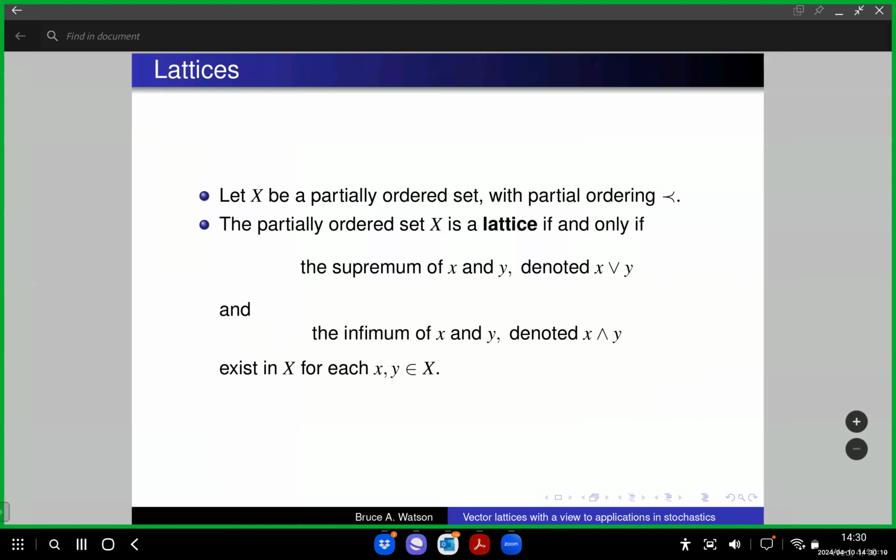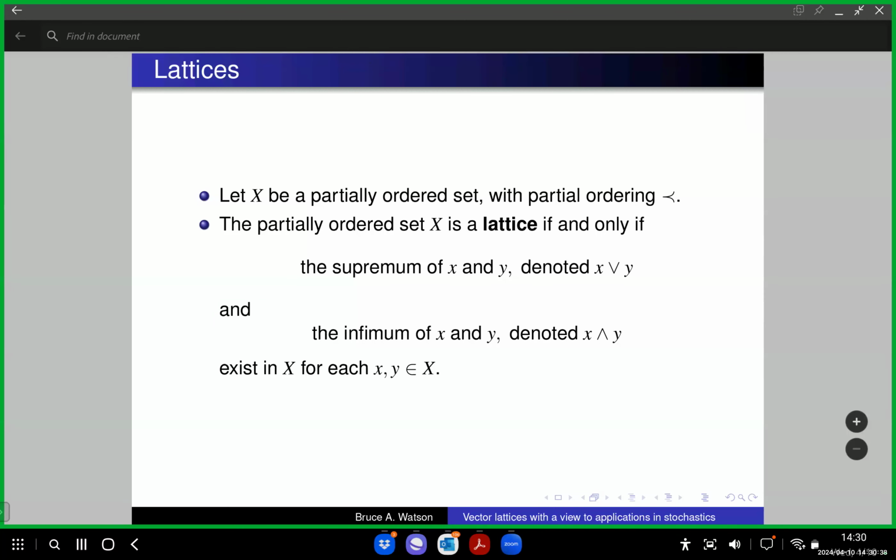Okay, so that's dealt with our stock of ordered vector spaces. Our claim was we're going to look at vector lattices. So the next concept that is required is that of a lattice. There are various ways to define lattices.